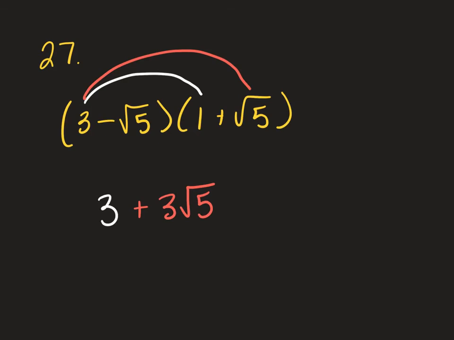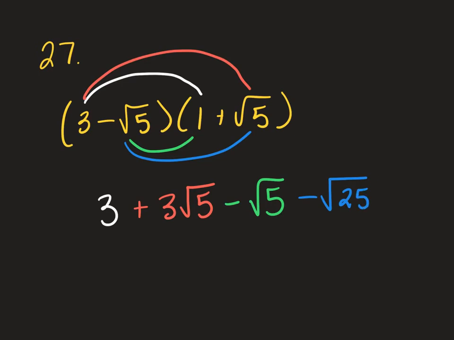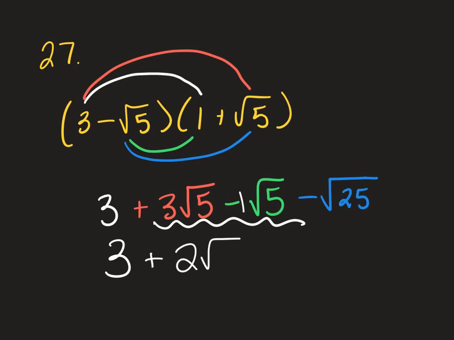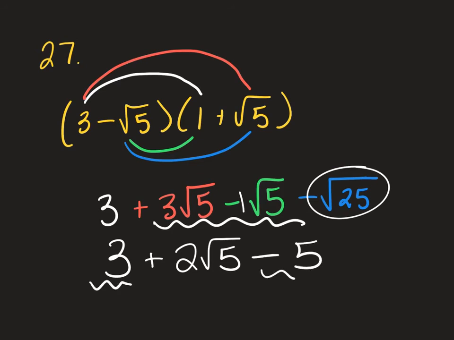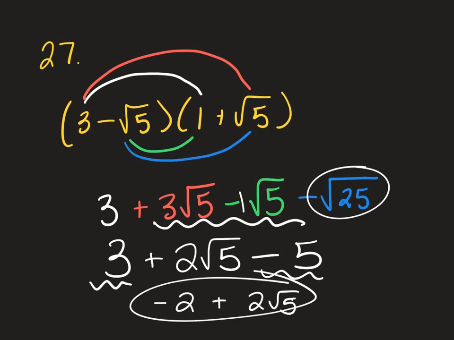Then inside is minus 1 square root of 5. And then last is minus the square root of 25. So we have 3, and then we can combine these two. So 3 square roots of 5 minus 1 square root of 5 is 2 square roots of 5. And then the square root of 25 is equal to 5, so we change that to a minus 5. Now we do 3 minus 5 to give us negative 2 plus 2 square root of 5 to get our final answer here.